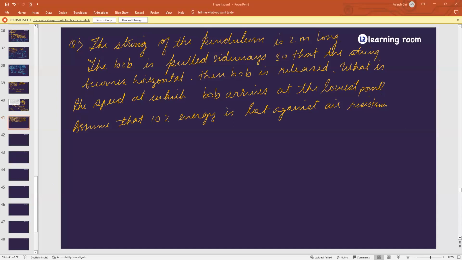Sir, is it 6 meter per second velocity? 6 meter per second. Yeah, that's correct. Who said that? Vandana. Good. I'll wait for more answers.